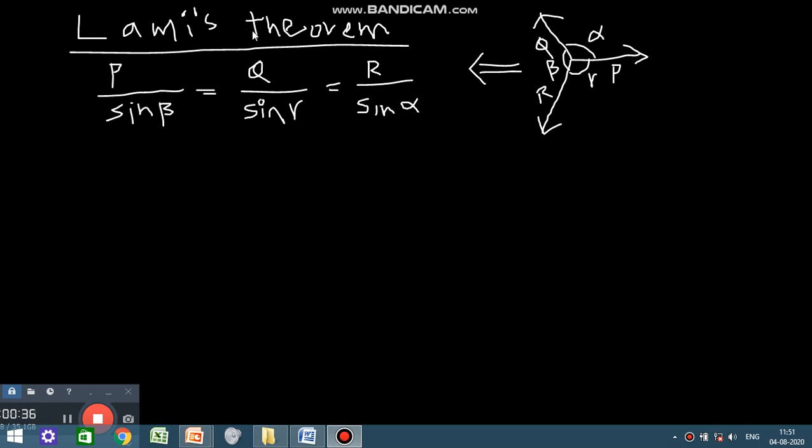What Lami's theorem says is that if three forces P, Q, R are concurrent, I mean passing through a single point, and alpha, beta, gamma are the opposite angles, beta is the opposite angle for P, gamma is the opposite angle for R, alpha is the opposite angle for Q. Now this is true. That's what Lami's theorem says.